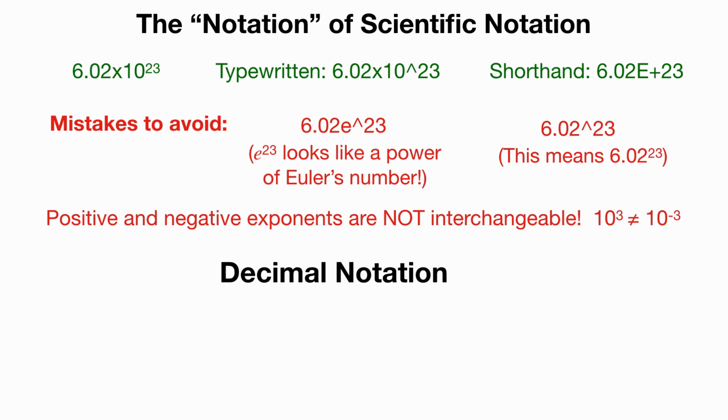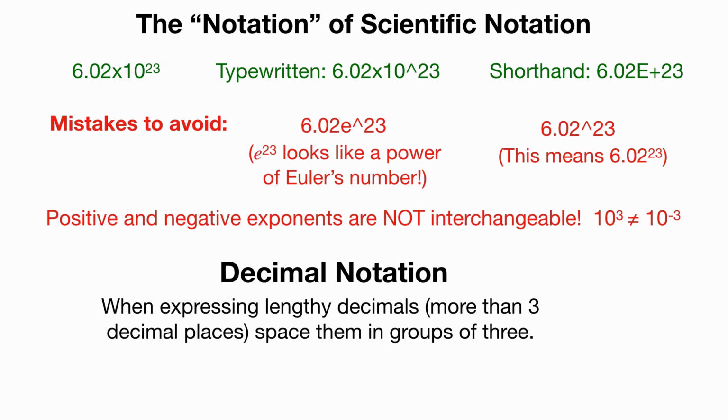And now, next is decimal notation. If you have lengthy decimals, it's really hard to just read the decimals. So if it's more than 3 decimal places, you want to space them out in groups of 3.